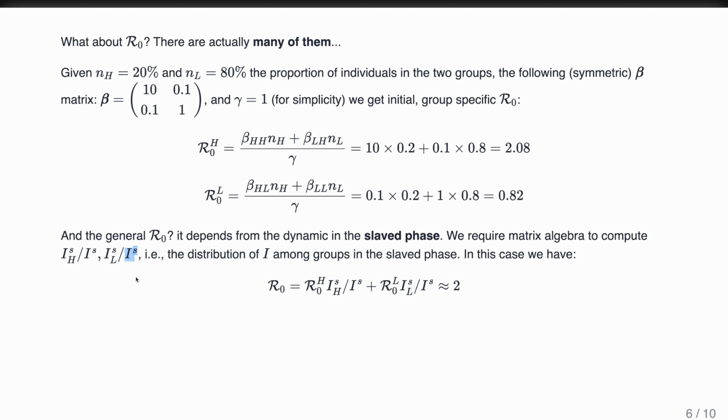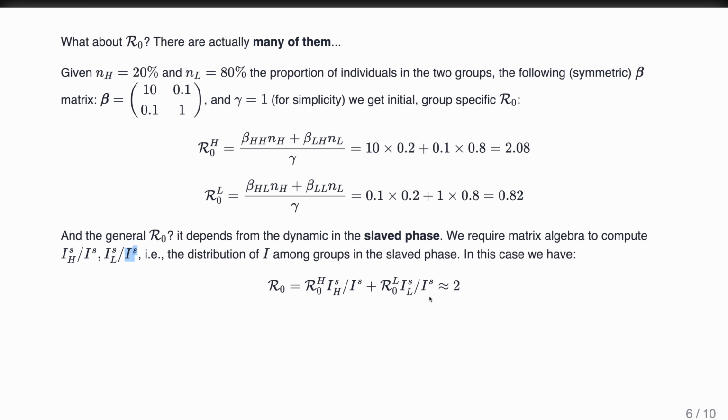We want to compute the proportion of these individuals in the high risk group and in the low risk group. Unfortunately, this computation is not easy. We need something called matrix algebra and eigenvalues to do this, so we will not describe the process here, but we will just report the results.